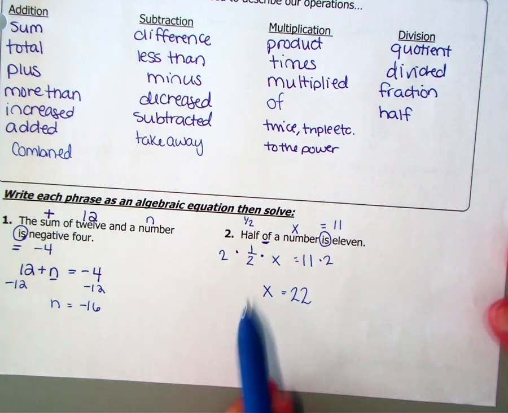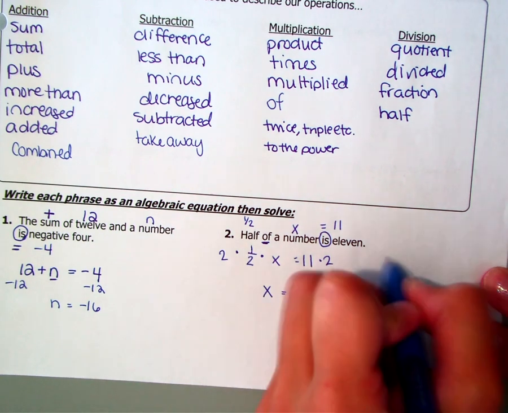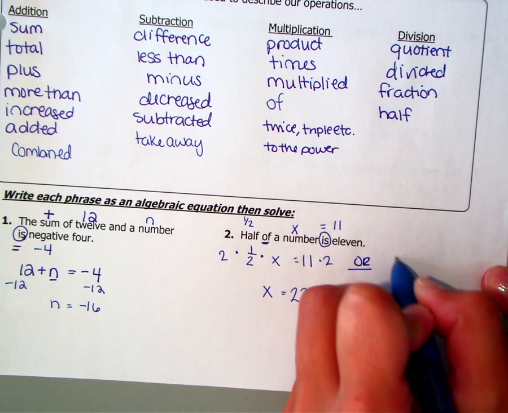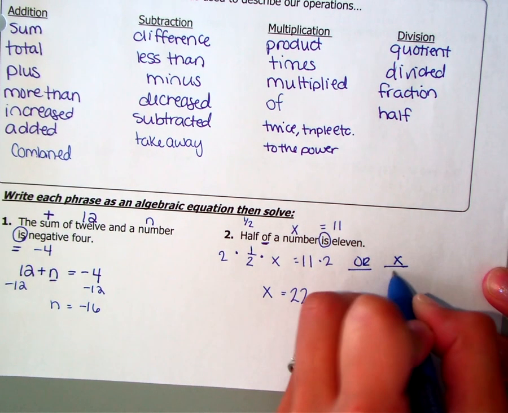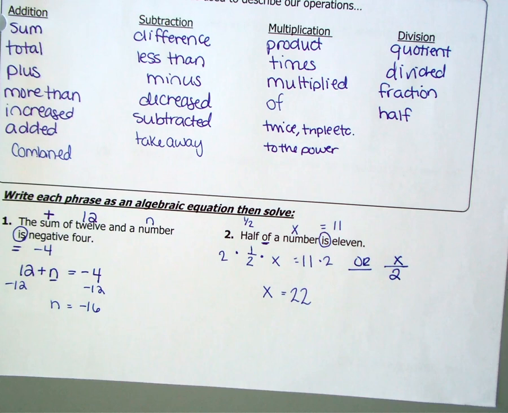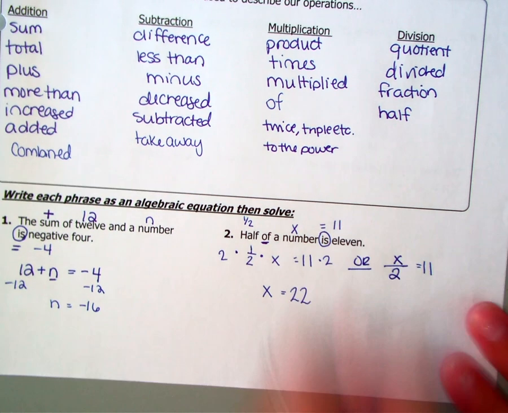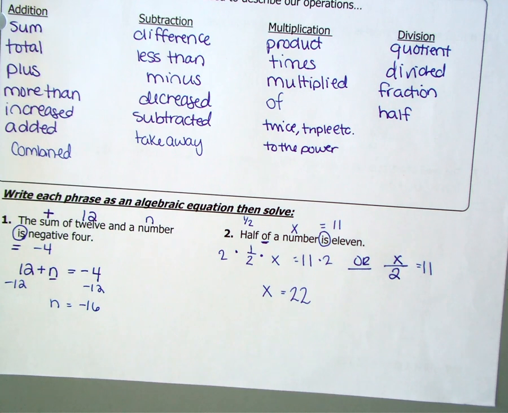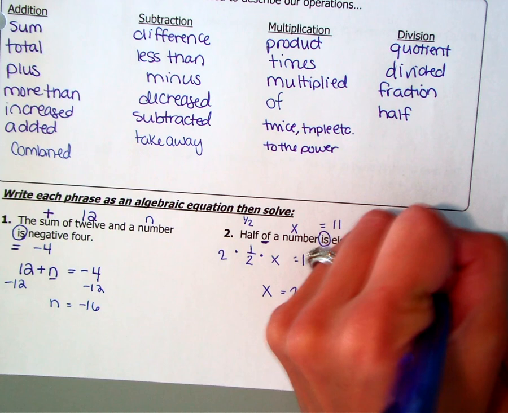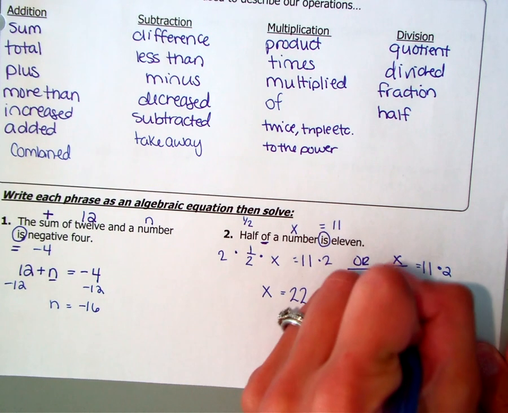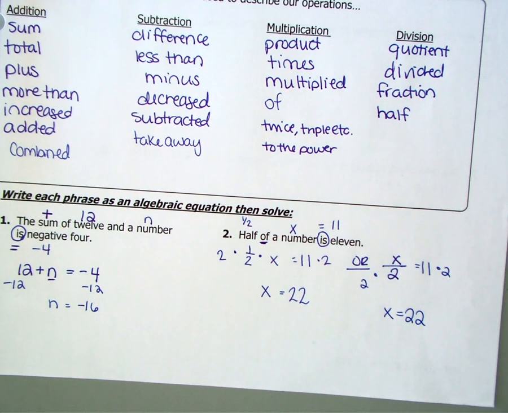All right. Half of a number. What if we said the number is x and we're halving that number? What if we said x divided by 2? Does that work? Yeah, I think so. We're taking a number and dividing it by 2. That's what halving means. So if we solve it, we're still multiplying both sides by 2. And so x is 22. All right.